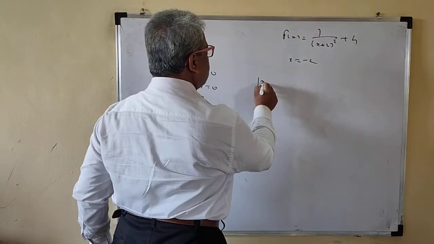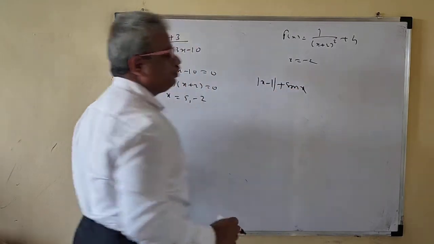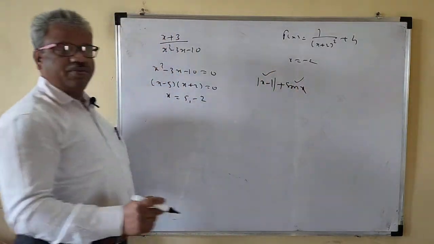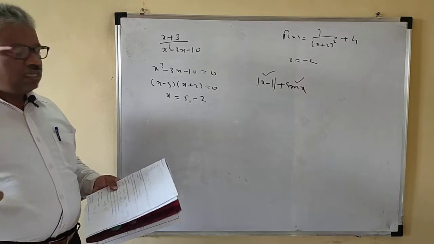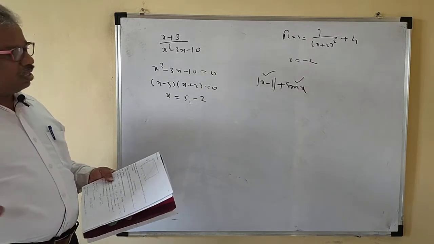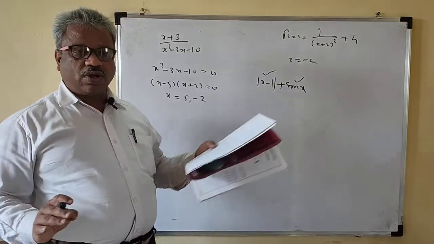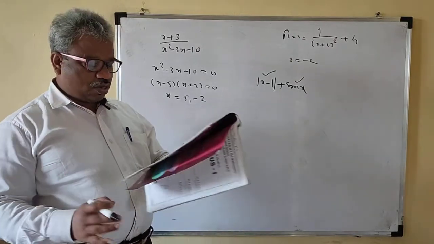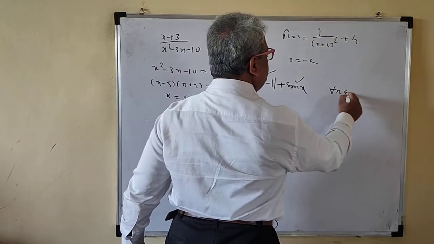Now suppose we have this function mod of x minus 1 plus sin x. Note that this function is continuous everywhere. x minus 1 is continuous, so mod of x minus 1 is continuous everywhere. Sin x is also continuous everywhere. The trigonometric functions sin and cos are continuous everywhere. Therefore, the sum of two continuous functions is continuous, so this is continuous for all x belonging to R.